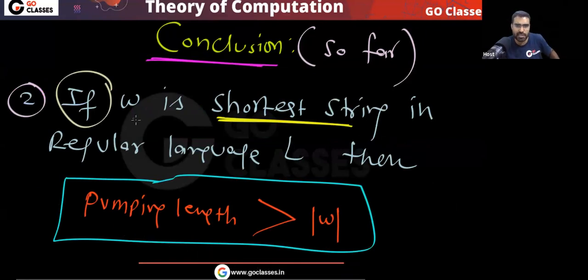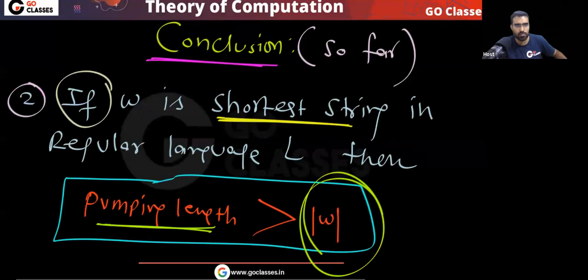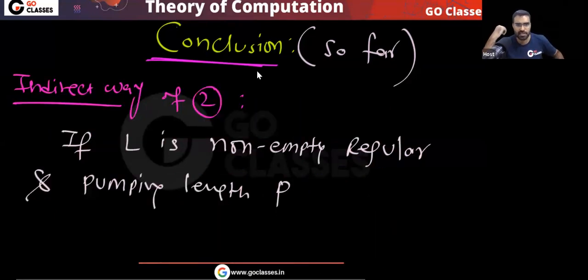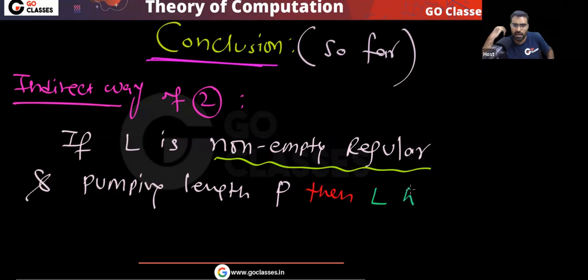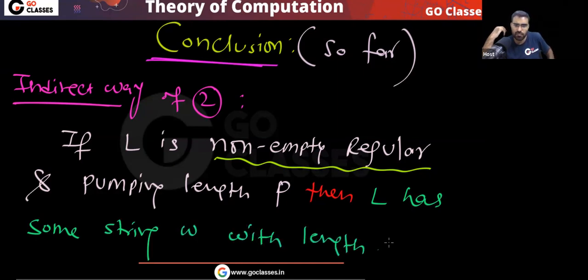In this statement, we are saying that if W is the shortest string, then the pumping length will be strictly greater than the length of W. So can I say the length of W is strictly less than P? Yes. So if L is a non-empty regular language and the pumping length is P, then L has at least one string W with length strictly less than P. That's it.